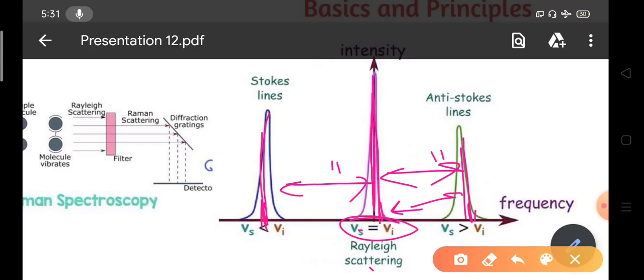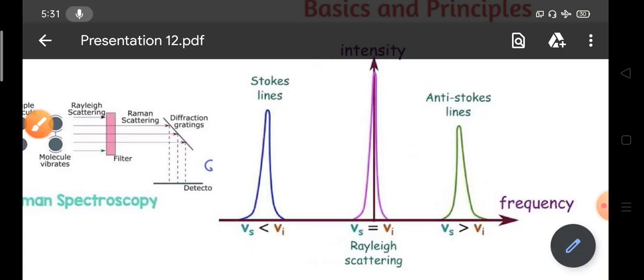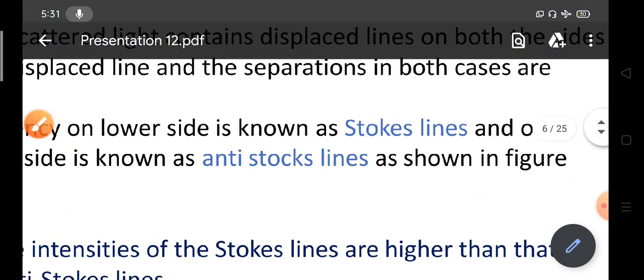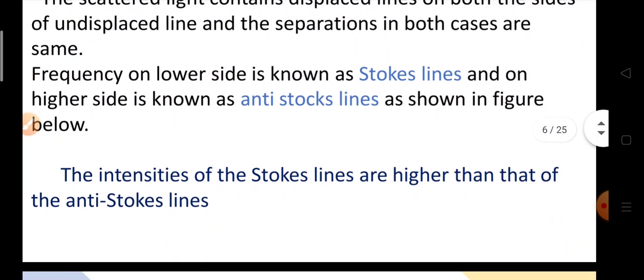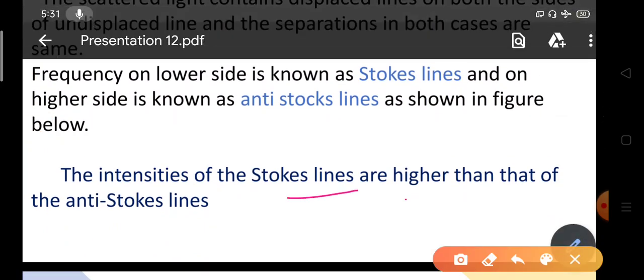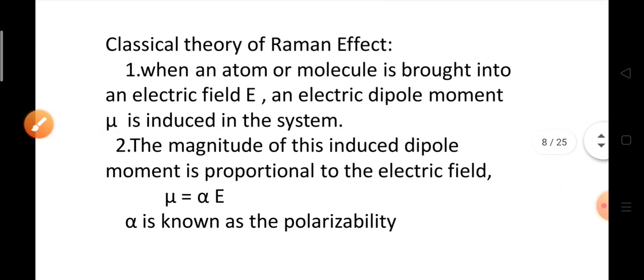Now we divide these Raman lines into two categories. One is where the frequency of the scattered light is less than the frequency of the incident light, and that is called the Stokes line, and the other where the frequency of the scattered light is greater than the frequency of the incident light, that is called the anti-Stokes line. That is all for the understanding of the basic definition of Raman scattering. And now the intensity of the Stokes line is higher than that of the anti-Stokes line, and we will also understand that.